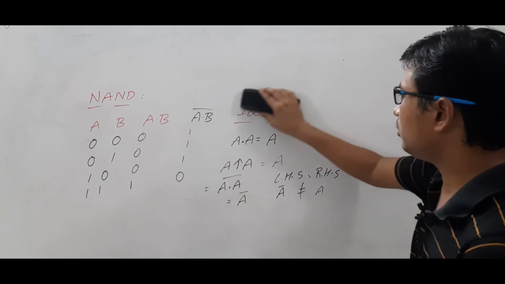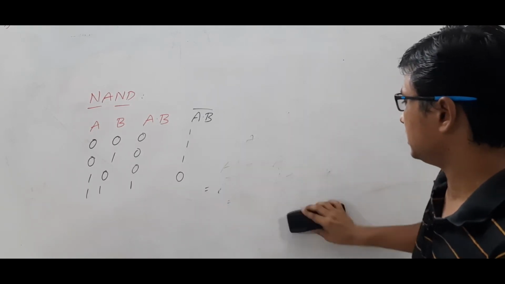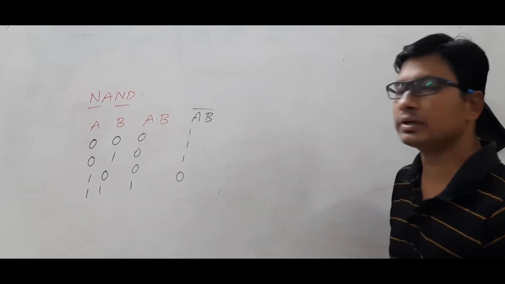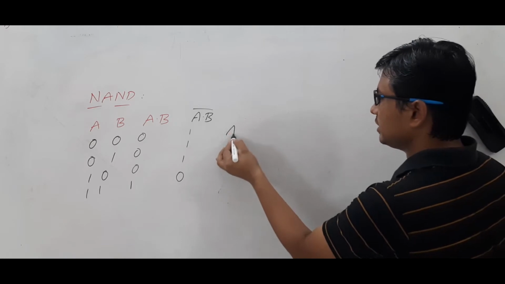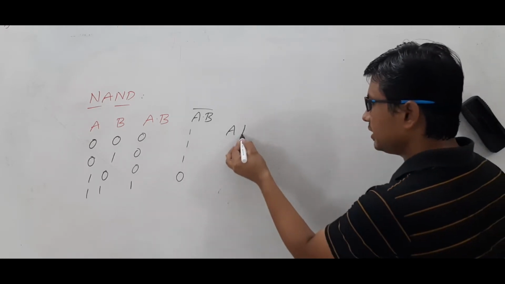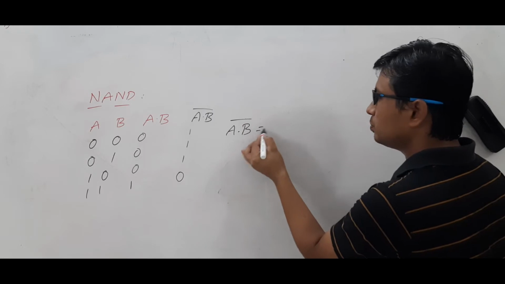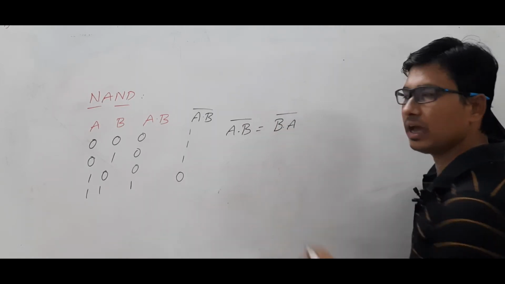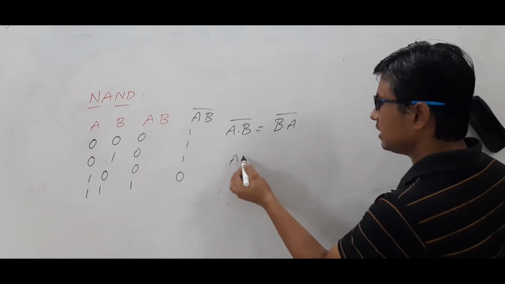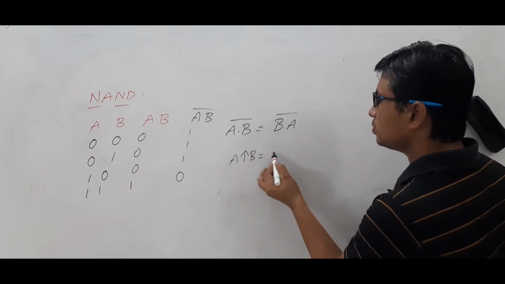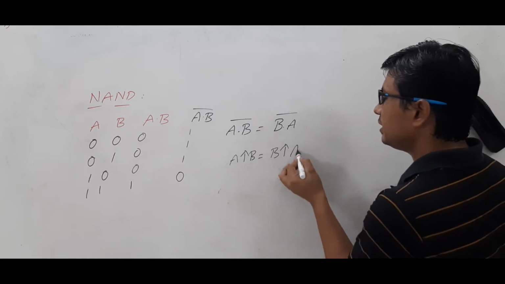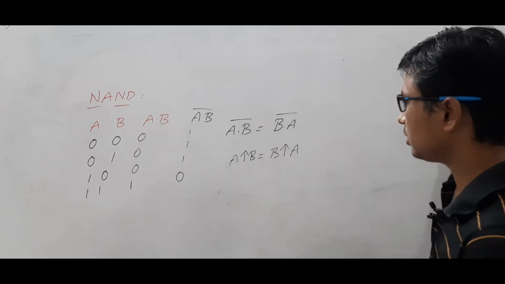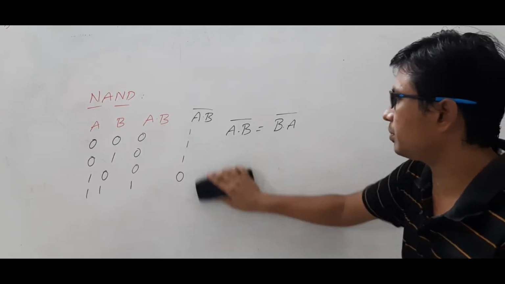Is it clear? Now we will verify the next property, which is the commutative property. What is the commutative property? A NAND B should be equal to B NAND A. Am I right or wrong? Then only I will say that it is commutative. Now let's see whether they are satisfying that property or not.